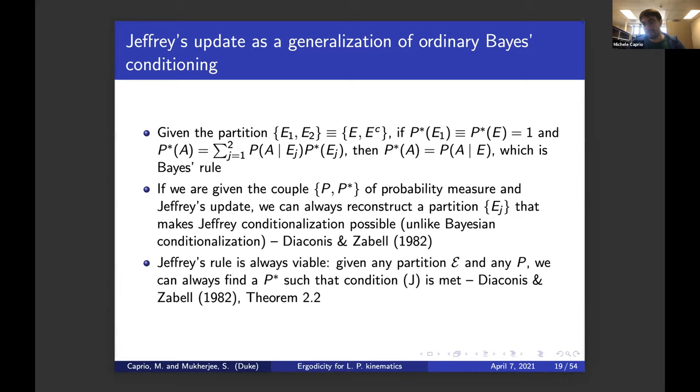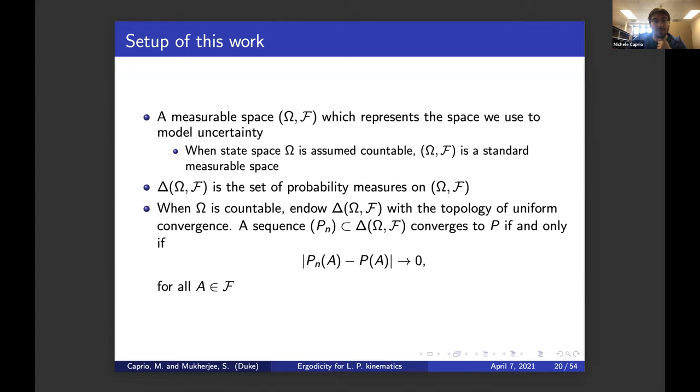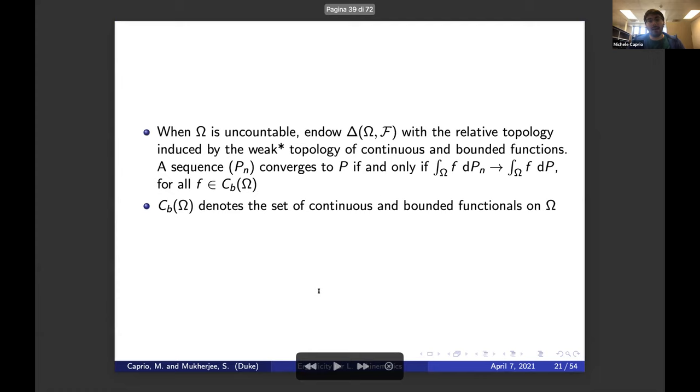Right, so now that I hope I explained in a clear way how Jeffrey's update works, let me talk about the setup of our work. We consider a measurable space (omega, F), which represents the space where we model uncertainty. When omega is countable, (omega, F) we assume to be standard measurable. We call Delta(omega, F) the set of probability measures on (omega, F). When omega is countable, we endow the space of probability measures with the topology of uniform convergence. That is, a sequence converges if this thing here holds. And if omega is uncountable, we endow it with the relative topology induced by the weak star topology of continuous and bounded functions, which is a mouthful and basically means that a sequence of probabilities converges if and only if the integral of f with respect to P_n converges to the integral of f with respect to P, where f is a continuous and bounded function on omega.